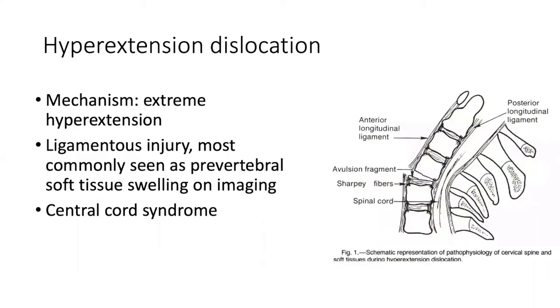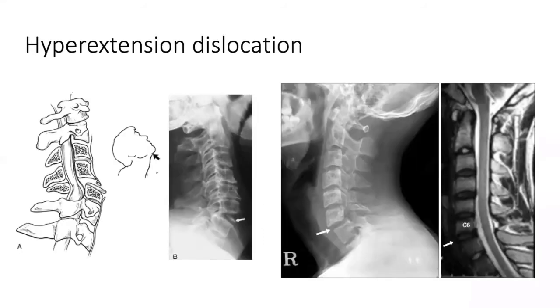Oops, sorry, I lied. Another. Hyperextension dislocation is extreme hyperextension. It causes ligamentous injury, and it also causes central cord syndrome. This one's actually hard to detect as well on CAT scan, and usually you need an MRI to make sure that there's no injury to the cord itself. And so see how this one is ever so slightly here.